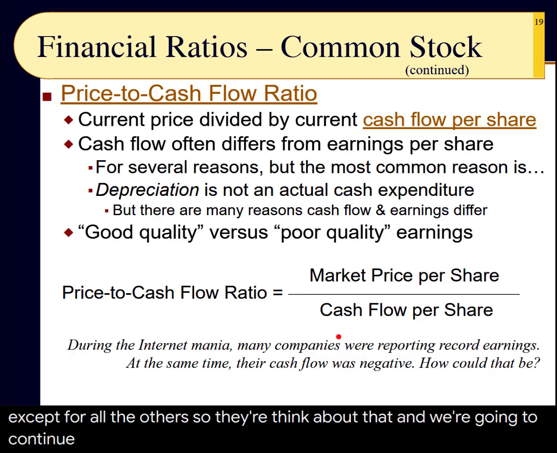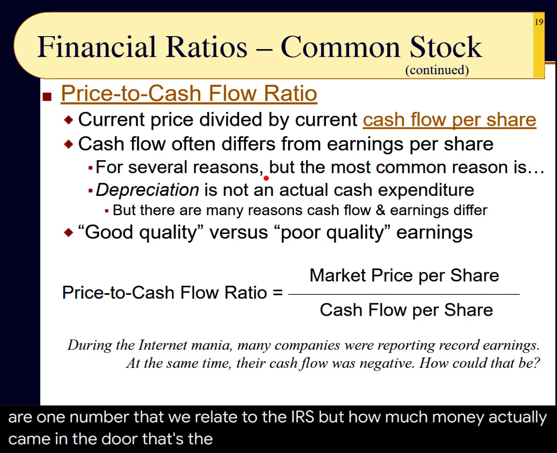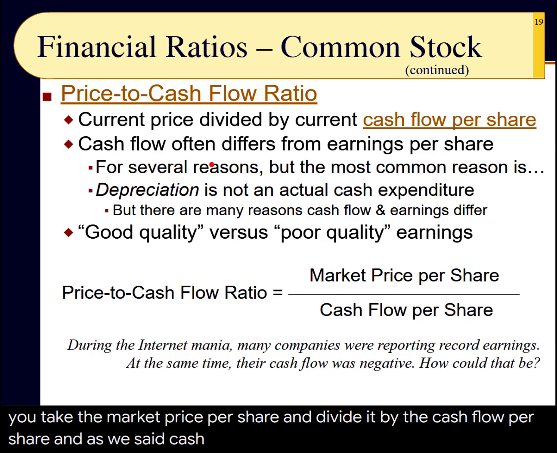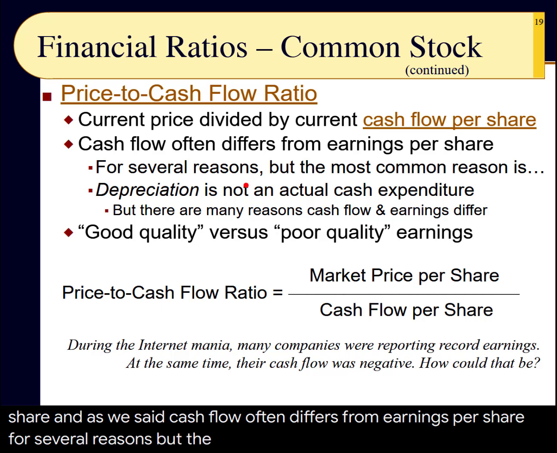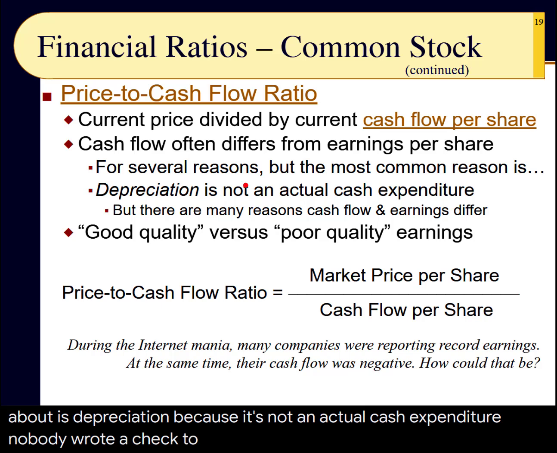And we're going to continue this with price to cash flow, remembering that earnings are one number that we relate to the IRS, but how much money actually came in the door, that's the cash flow. So you do the exact same thing. You take the market price per share and divide it by the cash flow per share. As we said, cash flow often differs from earnings per share for several reasons, but the poster child is depreciation, because it's not an actual cash expenditure. Nobody wrote a check to depreciation.